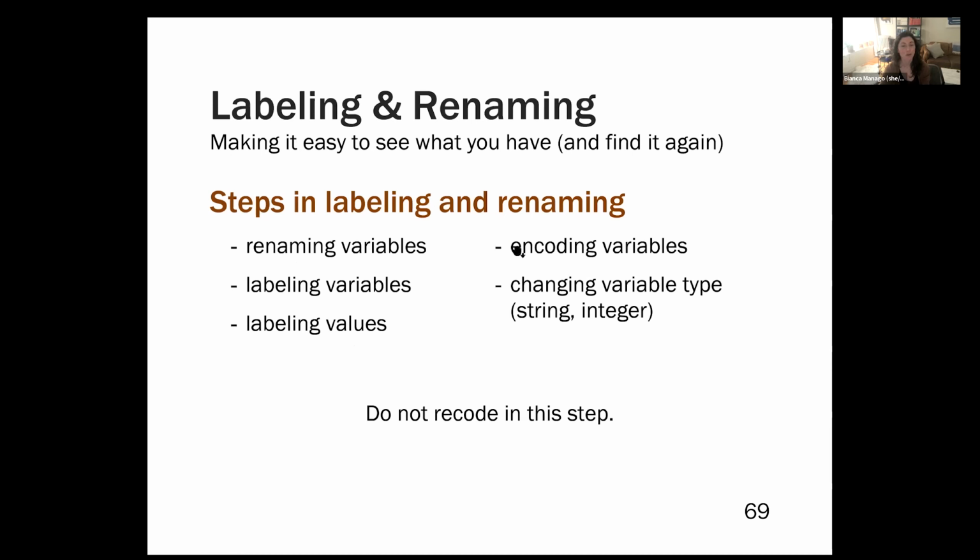Encoding a variable is the process of changing a variable that's in words to a variable that's in numbers. So you might want to do that, but in R, you don't have to. So know your software, know what you're up to.